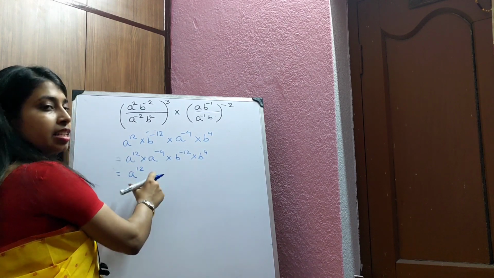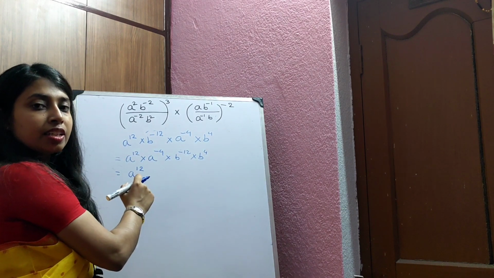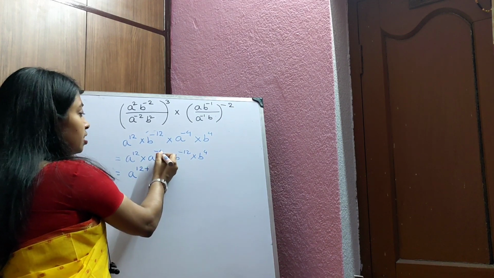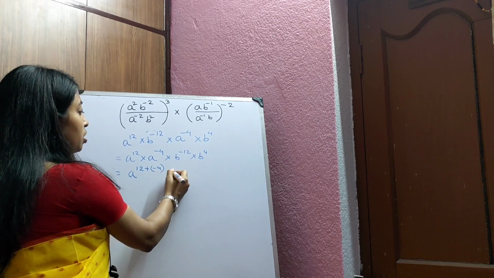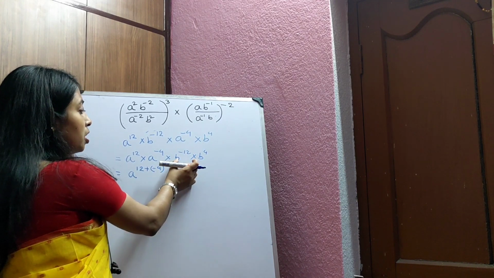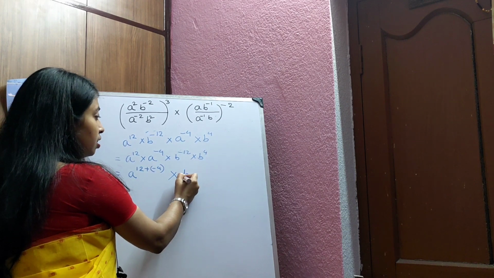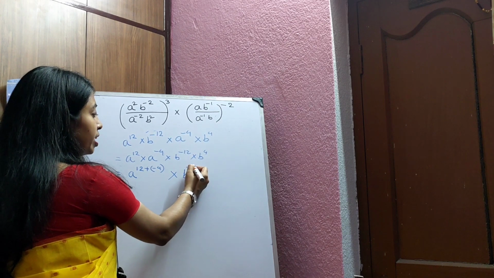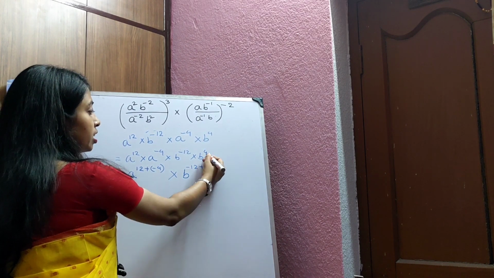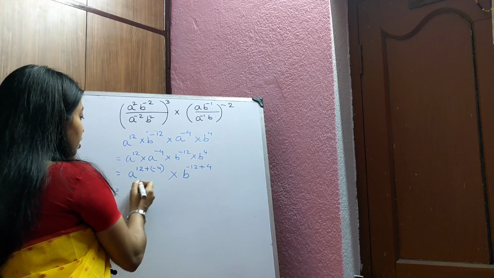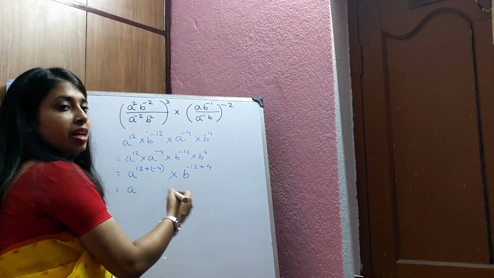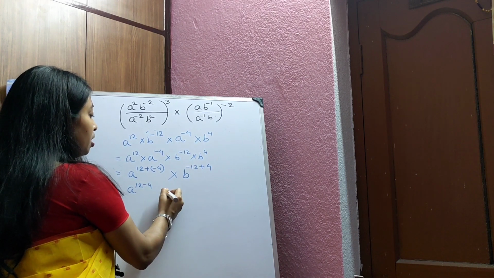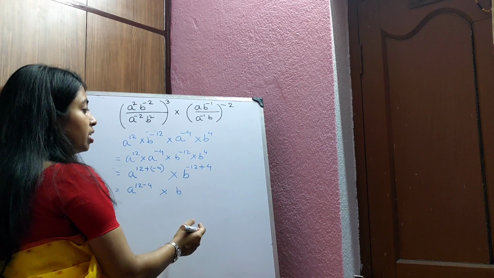What happens to the indices if the bases are same and there is a multiplication sign in between? The indices get added. So 12 plus, this one is minus 4. So 12 plus minus 4 multiplied by, same for these two, the bases are same, that is b, and there is a multiplication sign in between, the powers will be added. The first power is minus 12 added to the second power, that is 4. Now we will add this 12 plus of minus 4. Plus multiplied by minus gives us minus. So 12 minus 4 it will be multiplied by b to the power minus 12 plus 4.